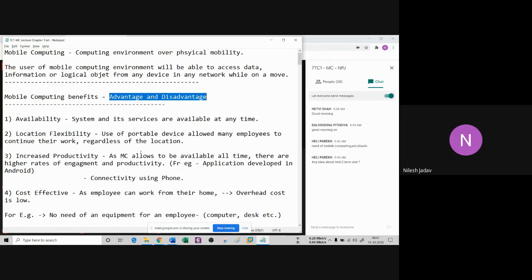So an application developed in Android is a kind of example that we had discussed.